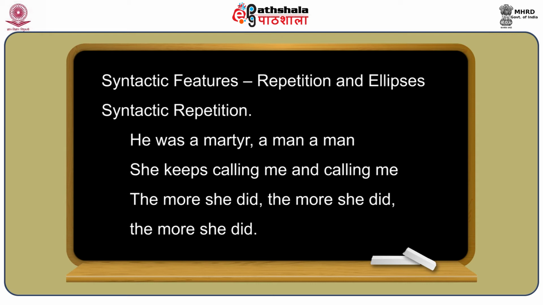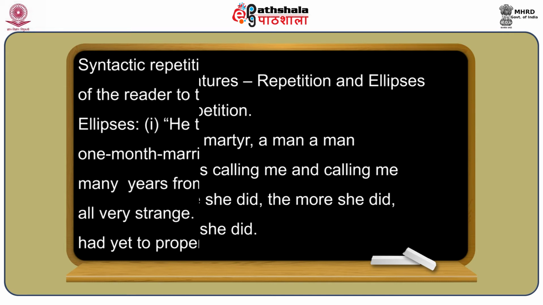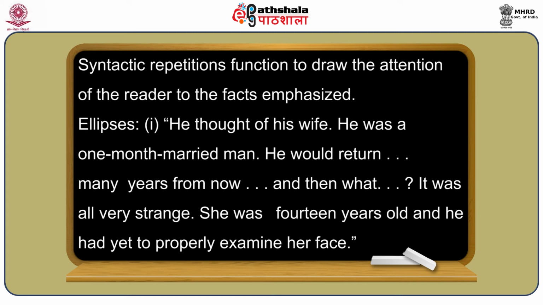1. He was a martyr, a man, in fact of ambition, principle. Second example, she keeps calling me and calling me. Third example, the more she did, the more she did, the more she did. In the first example, there is a repetition of the noun phrase, a man. In the second one, of the verb phrase, calling me. And in the third, the whole clause or sentence is repeated thrice. Repetitions here are syntactic devices used by the author to draw the attention of the reader to the facts emphasized.